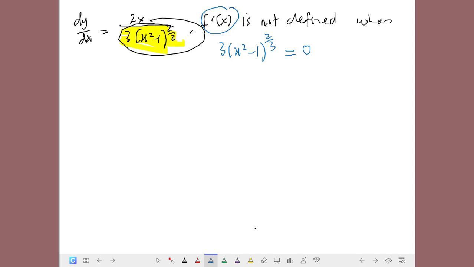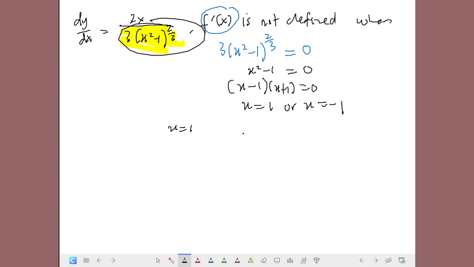Taking this, it implies that x squared minus 1 is equal to 0. Factorize the quadratic: x is equal to 1 or x is equal to -1. So we have two values for x, when x is equal to 1 and when x is equal to -1. Substitute into the function.